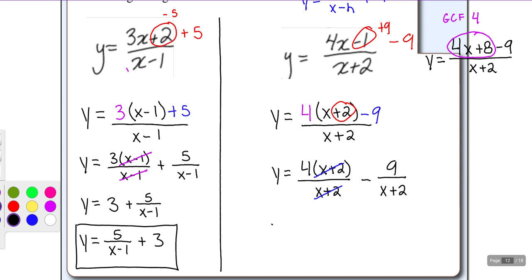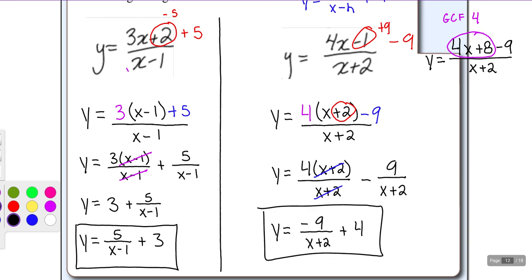I now have y equals, and I'm going to rearrange it so that our plus k is at the end. So I'd have negative 9 over x plus 2, and then plus 4. Notice that the negative I just put up to the top, right? Negatives float up to the top. I think that's the term you would have heard in grade 9. Negative goes to the top. There's my fraction. My 4 is left over, so I add 4.